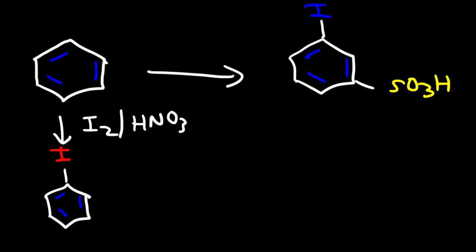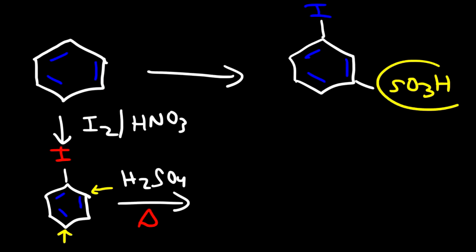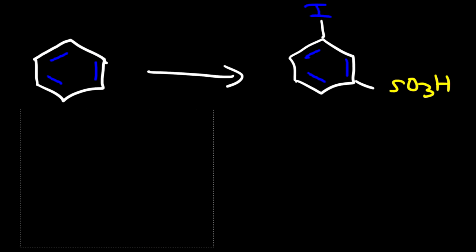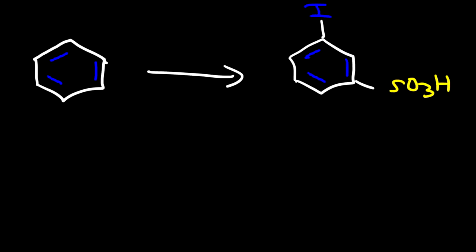Now, iodine is an ortho-para director. So once we react this with concentrated sulfuric acid, and once we heat it, the SO3H group will go in the ortho position or in the para position, but it won't go in a meta position. So the order in which we use the reagents matters. So we don't want to use iodine in the first step. Rather, in the first step, we want to use concentrated sulfuric acid with heat.